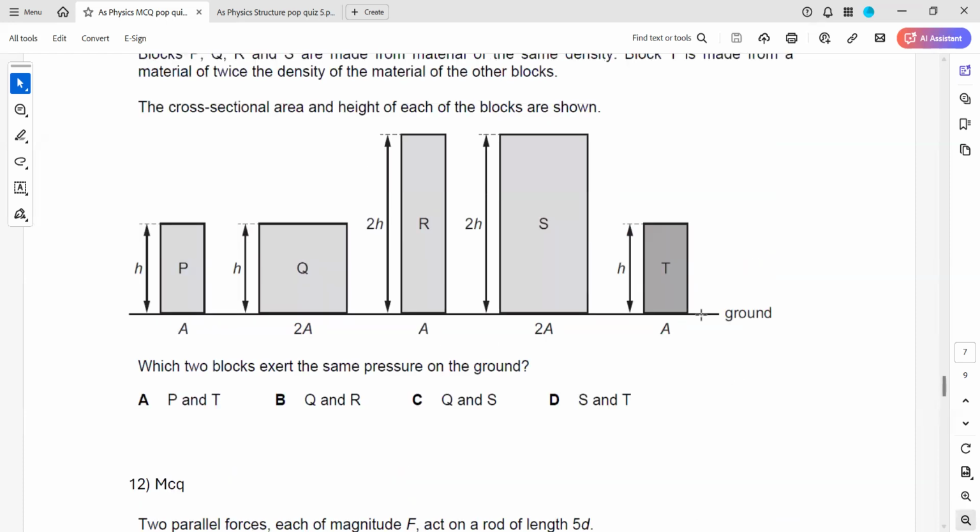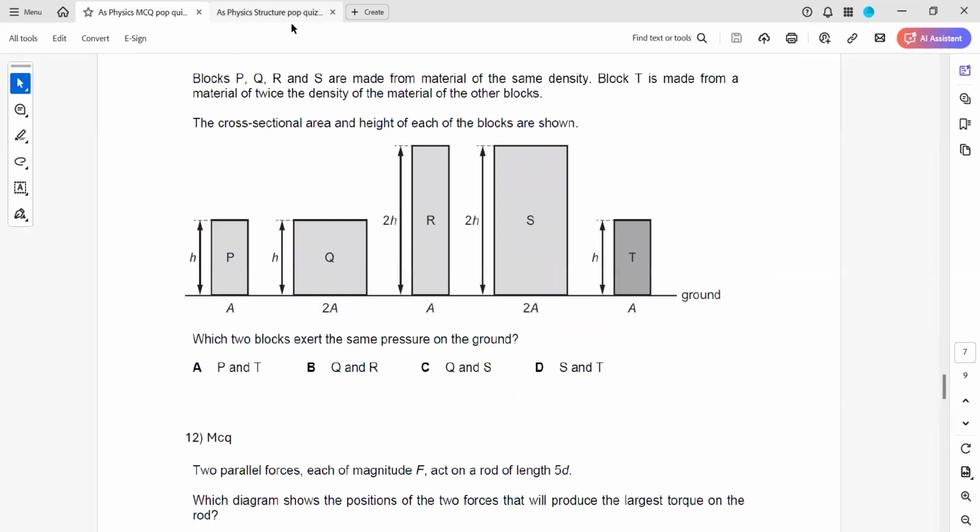In question 11, blocks P, Q, R, and S are made from the same material of same density, but T is made from a material which is twice as dense. The cross-sectional areas and the heights are shown. Which two blocks exert the same pressure on the ground?